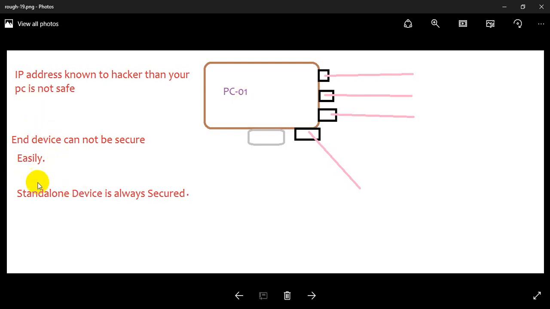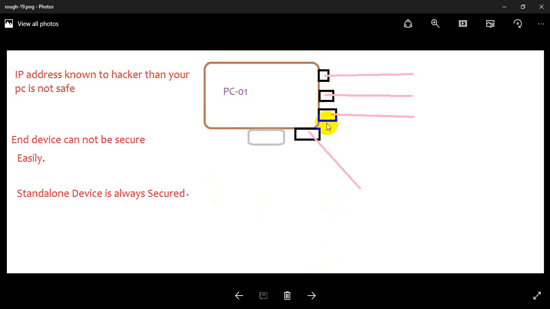Another thing is that standalone devices are always secured. Remember this. Why? Because a standalone device is not connected to the internet, either wired or wireless. It cannot communicate with another device. It is standalone, so it is always secured, because it doesn't have an IP address. And when it doesn't have an IP address, a hacker cannot attack your PC. Okay?